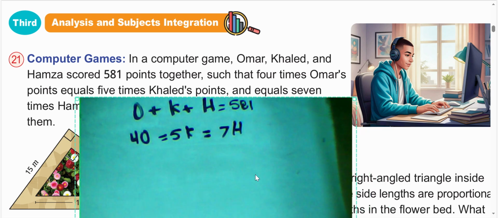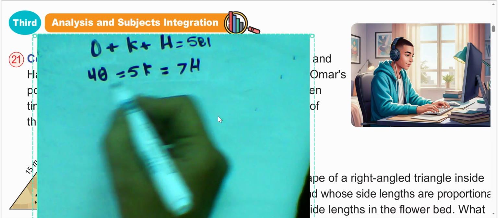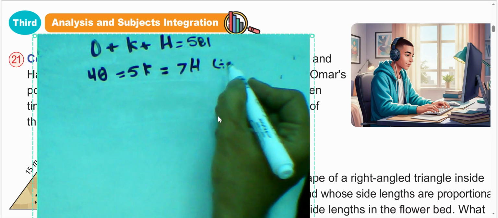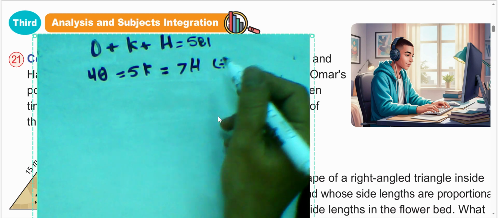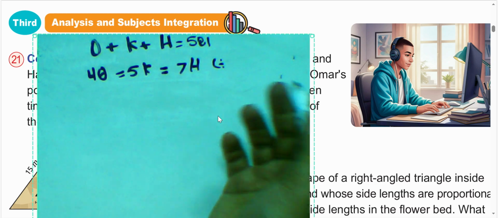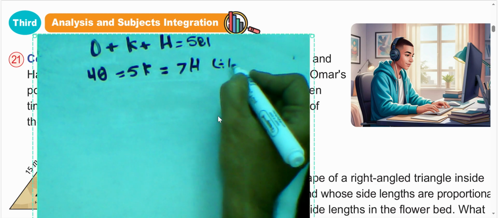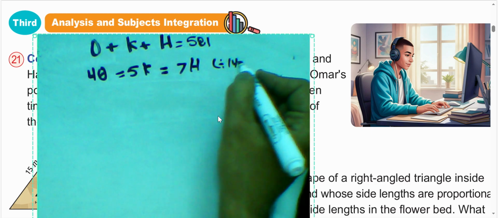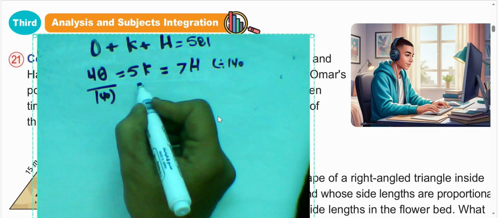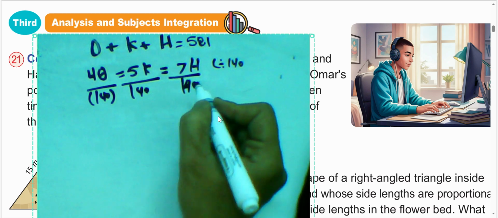Okay, we can solve the example by ratio. We can divide by the multiplication of 4, 5 and 7. 4 times 5 is 20. 20 times 7 is 140. Then we divide each by 140.